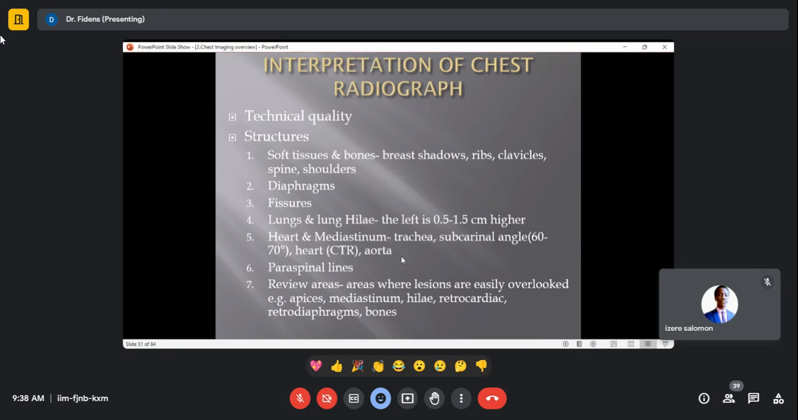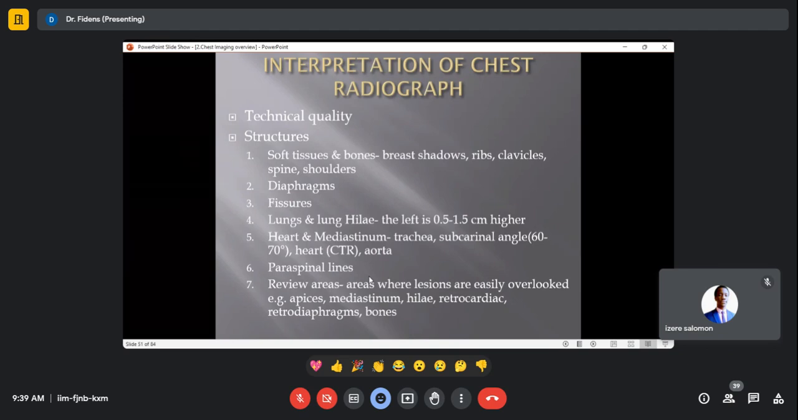You have to check the aorta, from the ascending aorta, aortic arch, and descending aorta, to see if there is any stenosis or any enlargement, for example in case of aortic aneurysm. You check paraspinal lines. I'll show you how to look at them. And you have to review some areas.